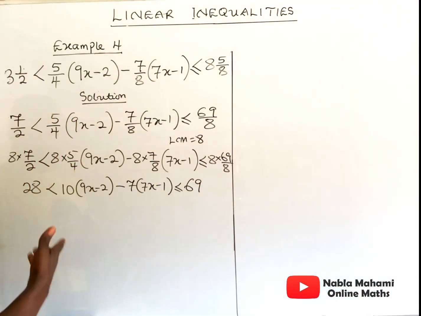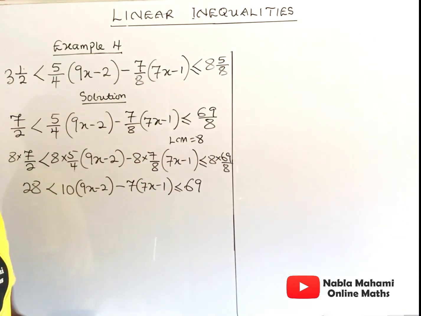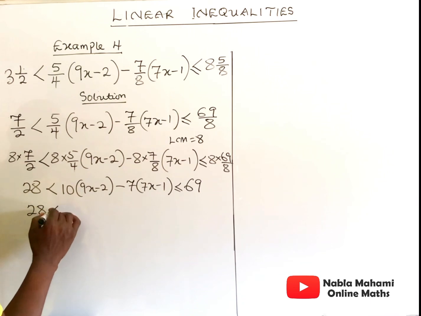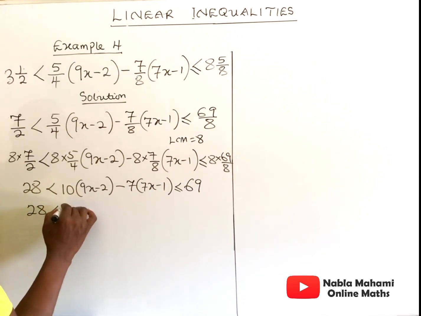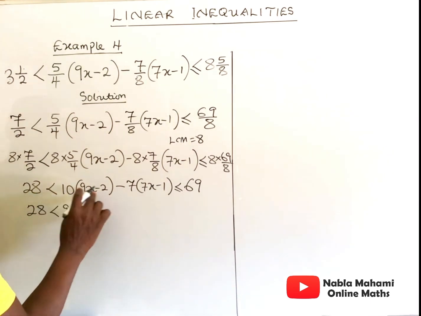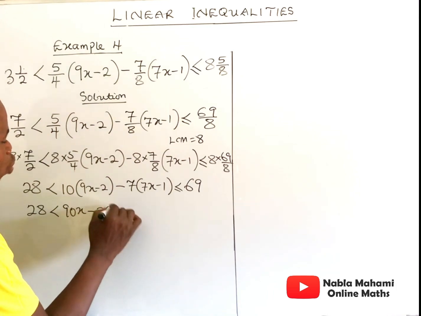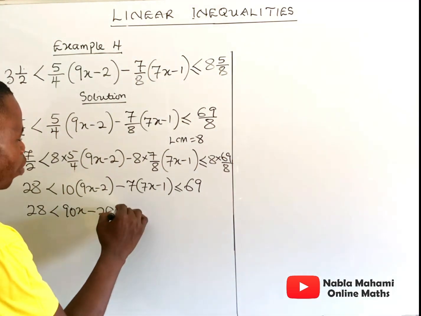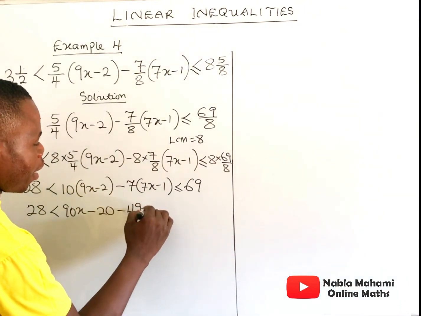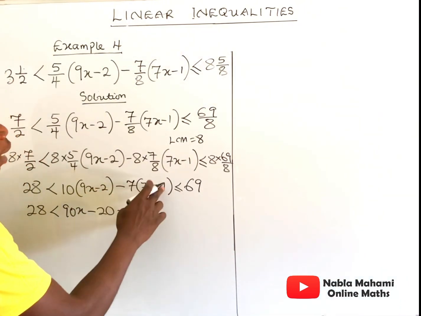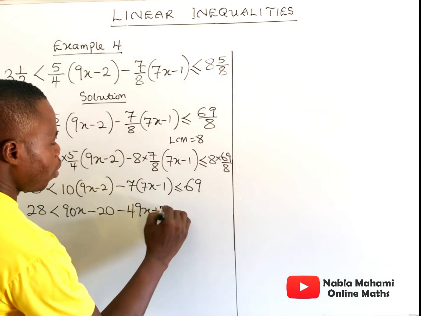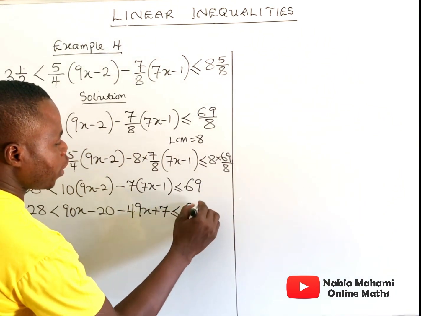Then next step, I will multiply these numbers with the brackets and open the bracket. So now I'll have 28 less than 10 times 9x, that will be 90x. 10 times minus 2, that will be minus 20. Here, minus 7 times 7x, it will be minus 49x. Minus 7 times minus 1, that will be positive 7. Less than or equal to 69.